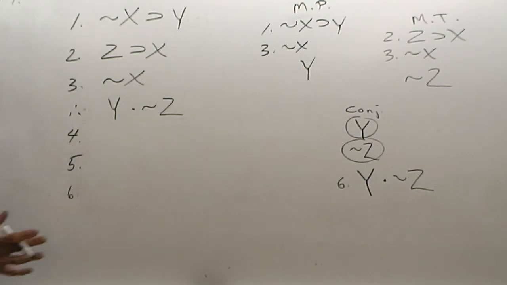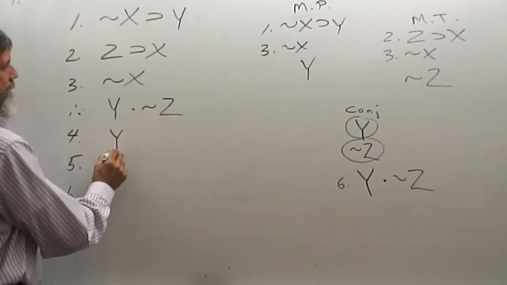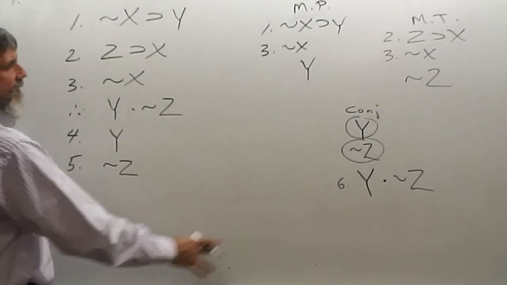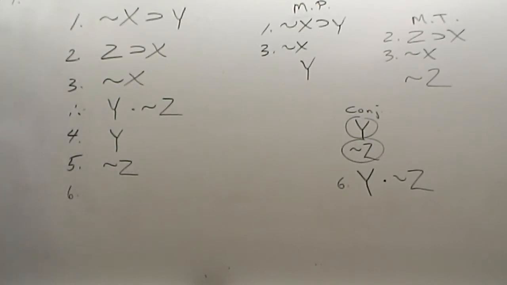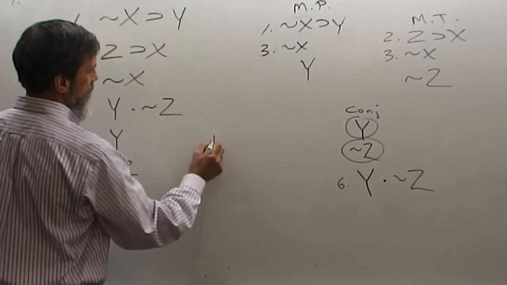However, having said that, this is personal preference: I want to get Y first and then curl Z, just because that's the order I'm going to use them for conjunction. I just think it's prettier, that's all. It's not a logical consideration, it's an aesthetic consideration. So I'm going to get Y first from 1 and 3.